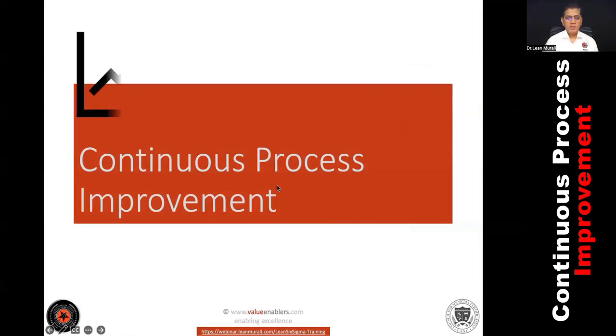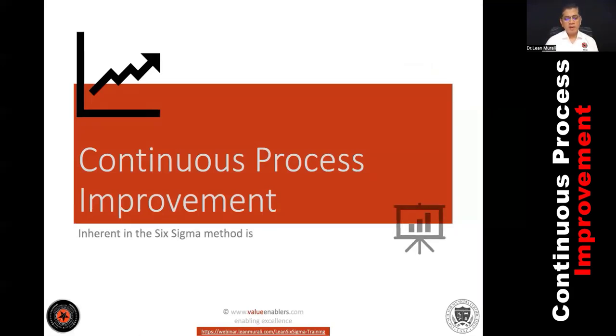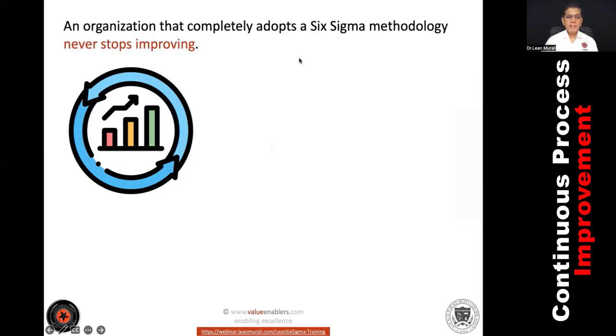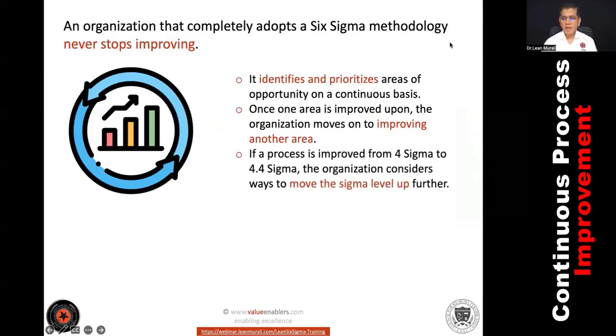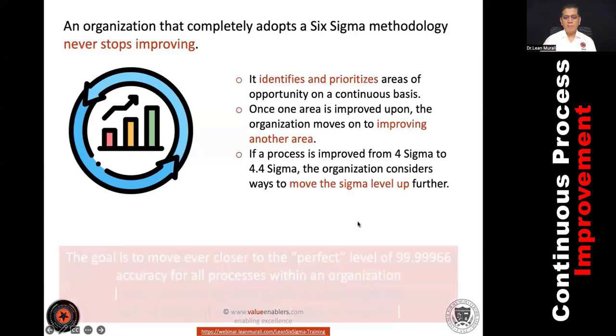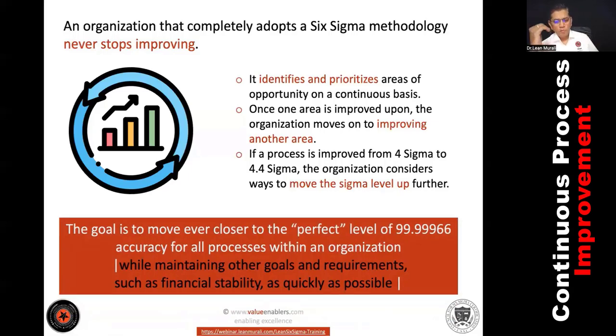Continuous process improvement. How do we continuously improve the process? Let us dive deep. Inherent in Six Sigma is what is called continuous process improvement. An organization that completely adopts Six Sigma methodologies never stops improving. You have to continuously improve. So it constantly identifies and prioritizes whatever area needs to be improved. And once that area is improved, you constantly look at other areas to improve and keep on leveling up your Sigma level. If you are at 2 Sigma, try for 3, 4, 4.5, 4.6, 4.7, 5, and move up and up. So the goal is to move closer to the perfect level.